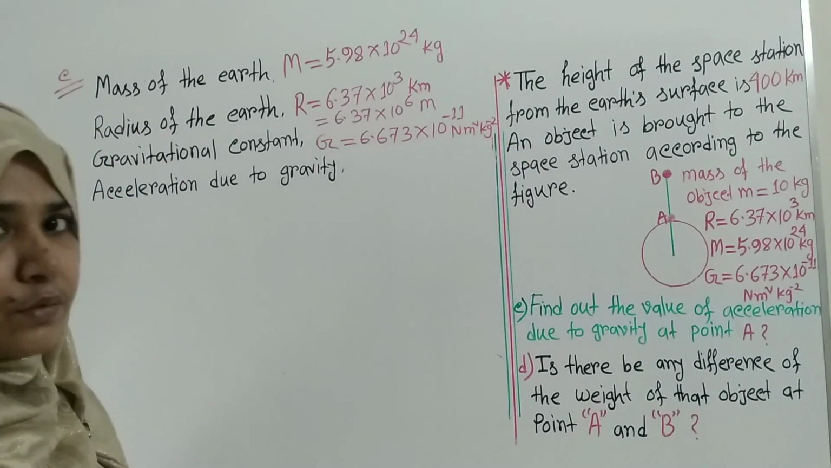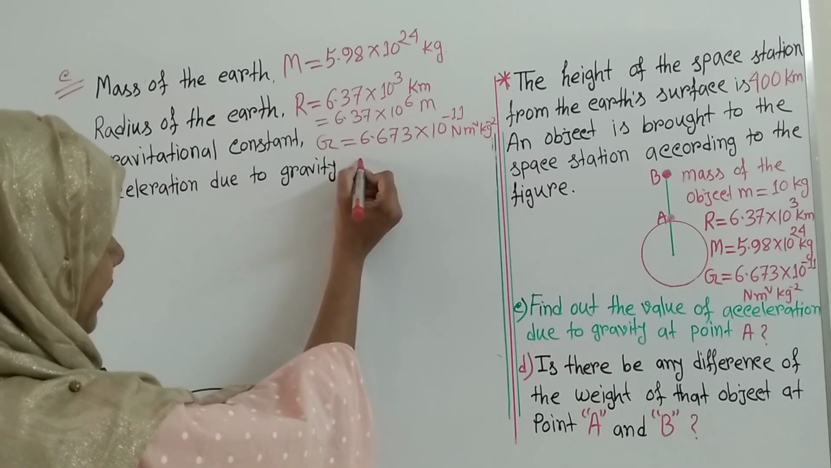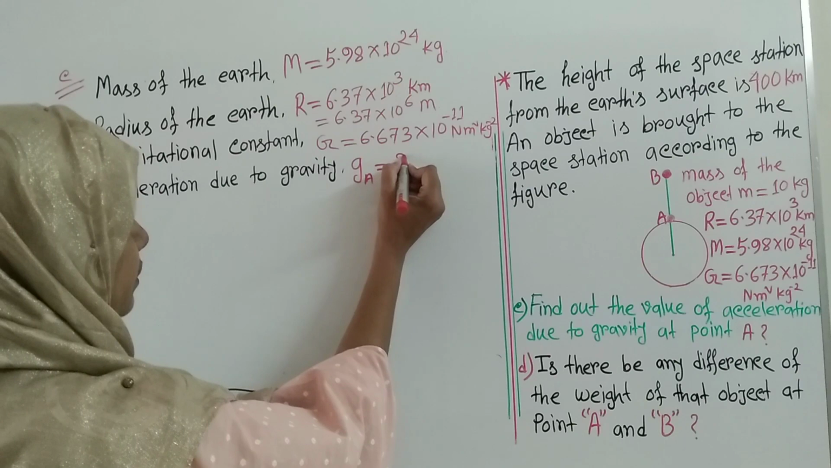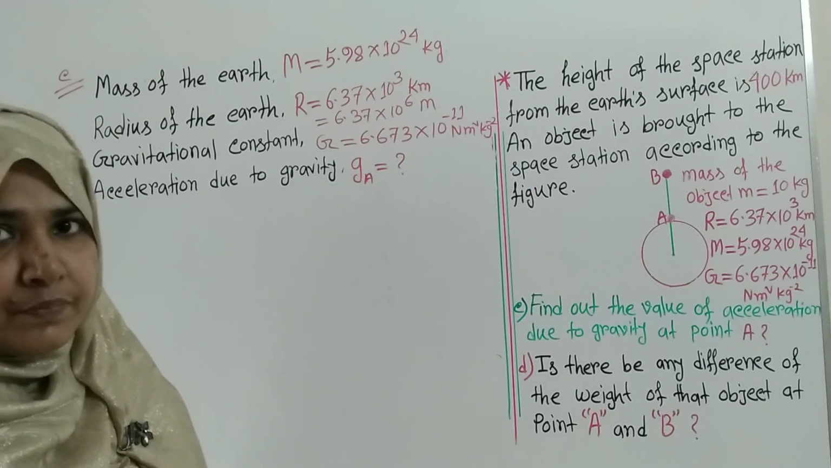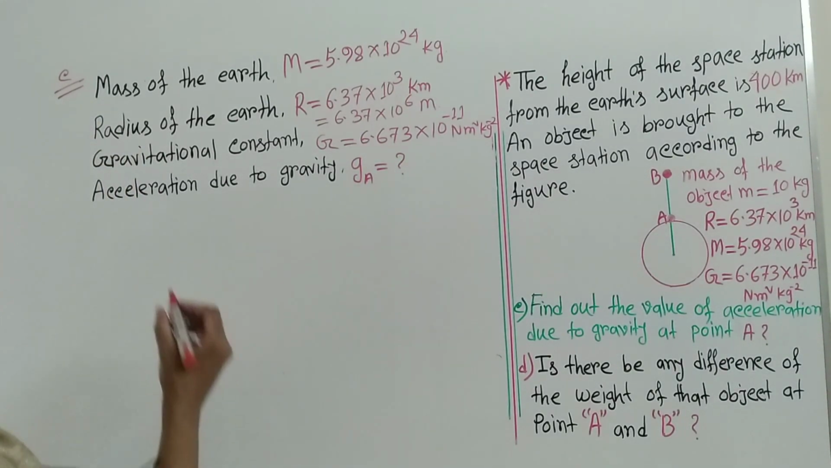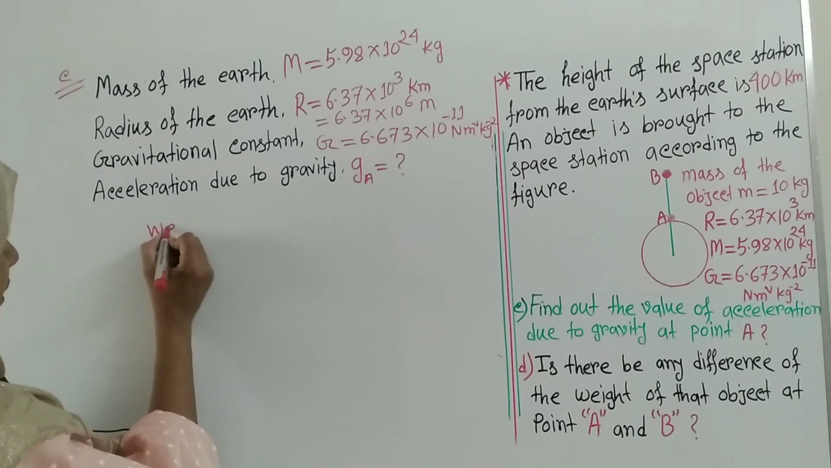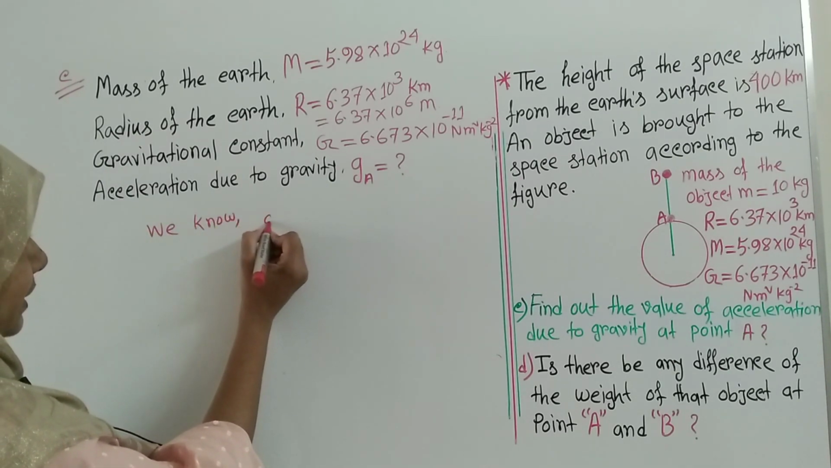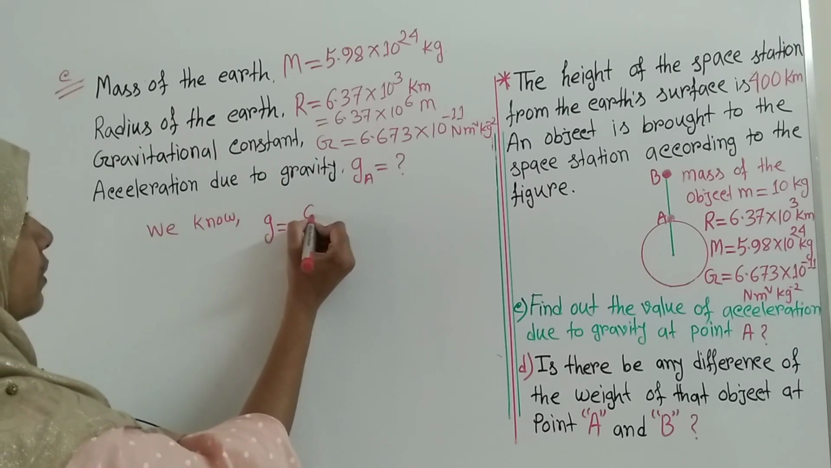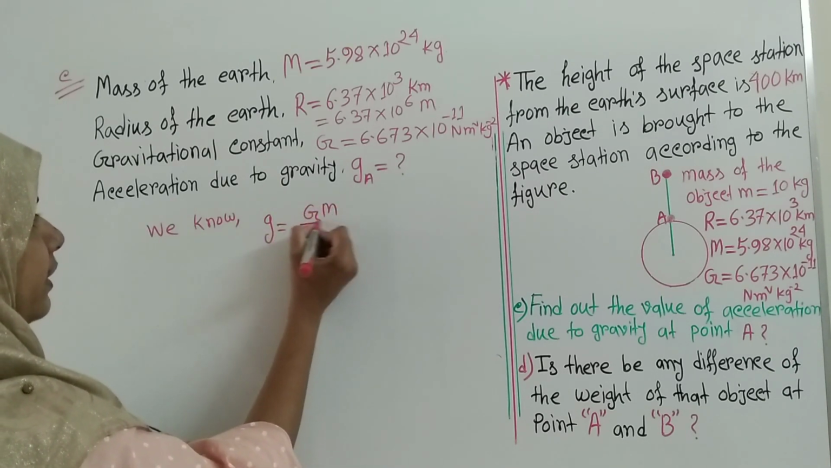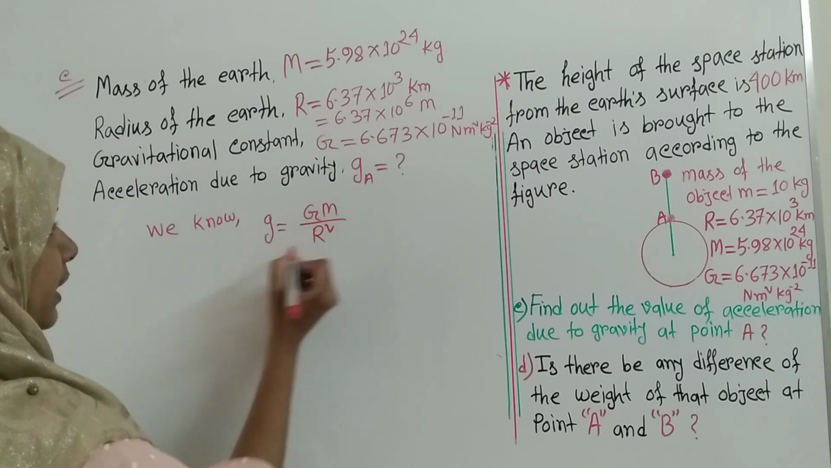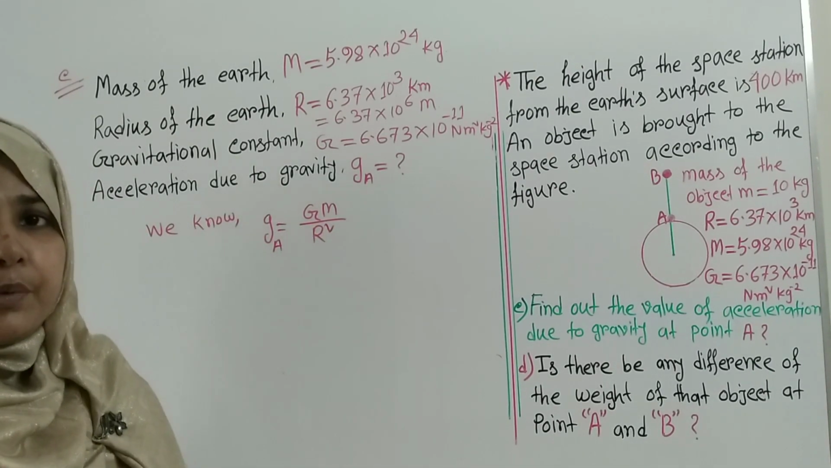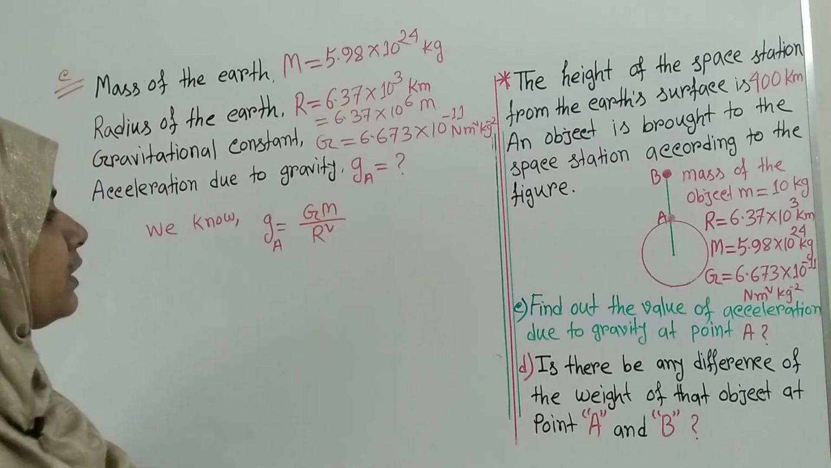And we have to calculate the acceleration due to gravity at point A. That means the value of Ga is equal to what? And you know that g is equal to GM by R square, as we are calculating the acceleration due to gravity at point A. So, I denote it by Ga.